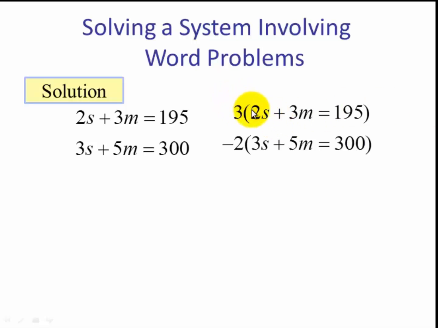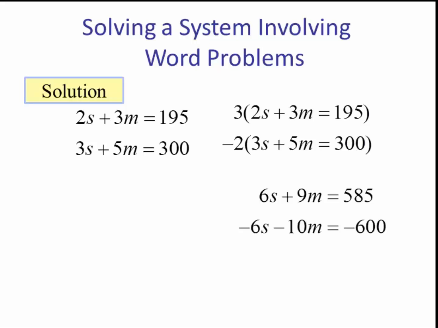So using the distributive property for every single term in the equation, we have, for the first equation, 6s plus 9m equals 585. And for the second equation, we have -6s minus 10m equals -600. Adding these two equations, the s's cancel. 9m plus -10m is -1m, and that equals -15. Dividing by -1, we see m is equal to 15.